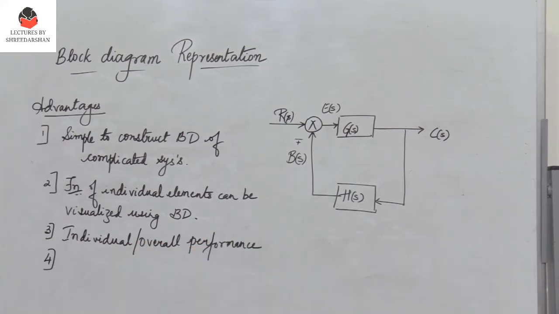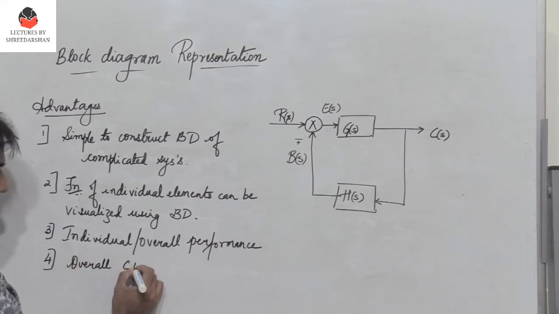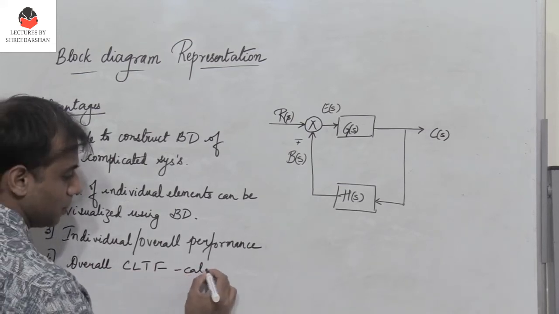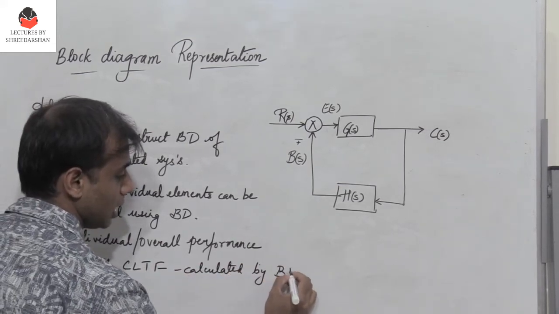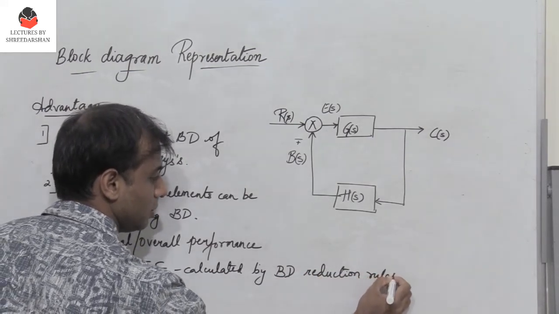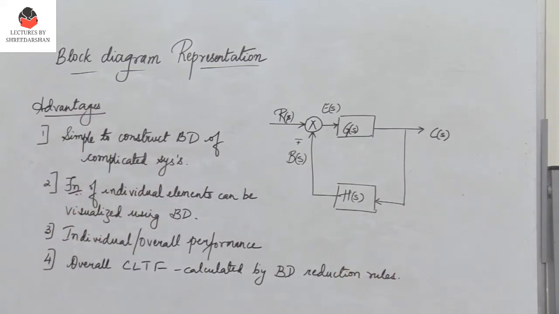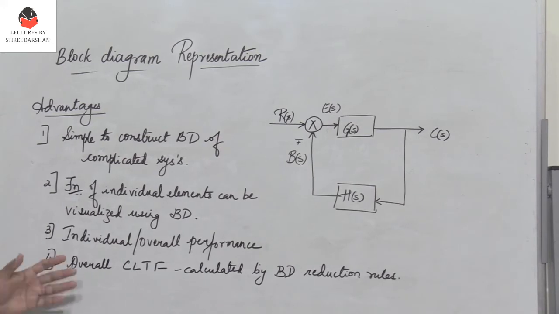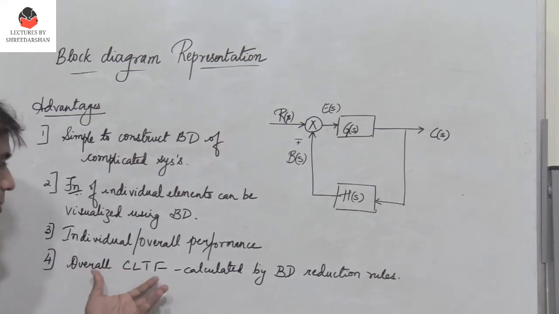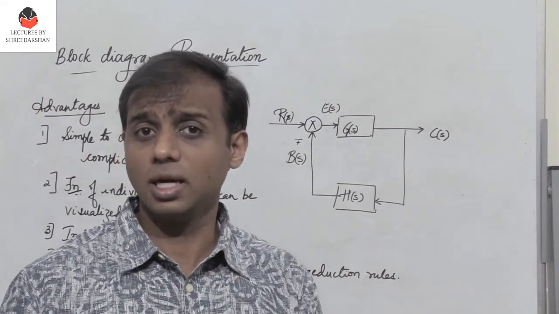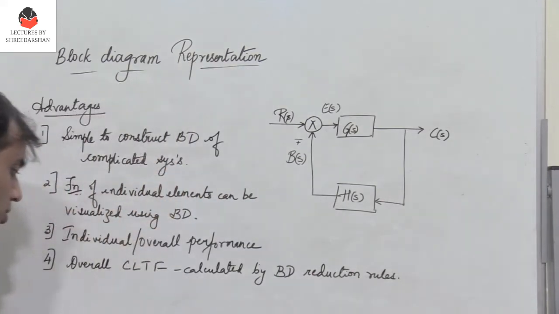Fourth happens to be the most important: the overall closed loop transfer function can be calculated by using block diagram reduction rules. So what are those reduction rules? We will see that in the coming few classes. So these are some of the advantages. We can study the individual and the overall performance using the transfer function shown in the block diagram, and, very important, we can calculate the overall closed loop transfer function by using block diagram reduction rules. How is that done? We shall see that in the coming few video sections.